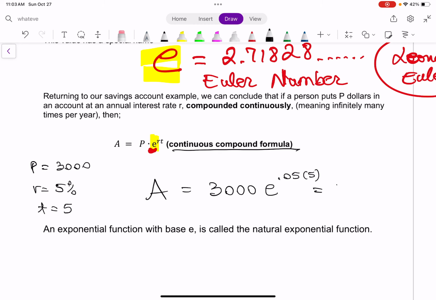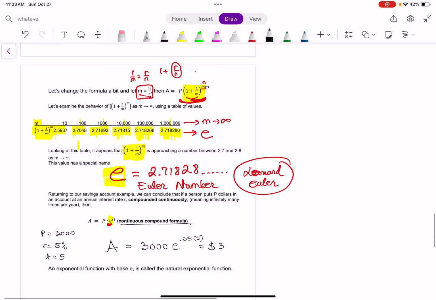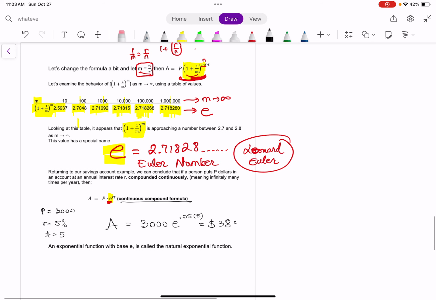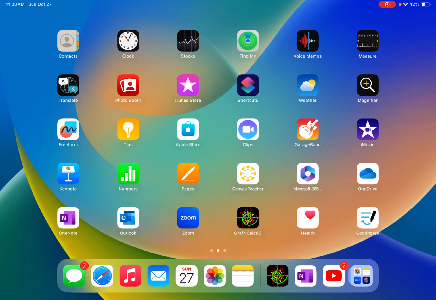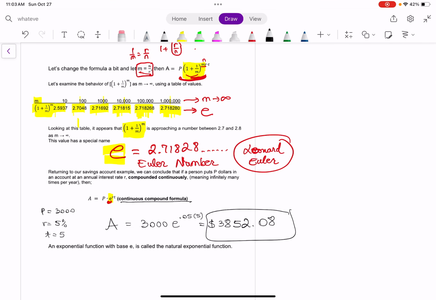So in other words, that's the most we could get. 3852.076, so 3852.08. Yes. All right, here it is. That's the most we can make.